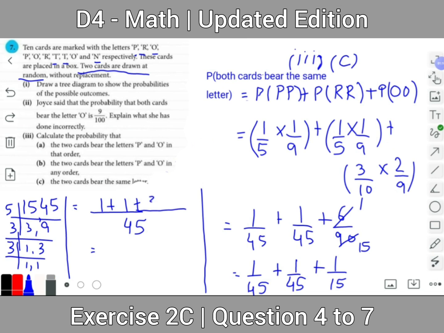And 15 threes are 45, so 3 ones are 3, so here we have 3 plus 1 plus 1 is 5 over 45, and after simplification it will give us 1 over 9. So the probability that both cards bear the same letter is equal to 1 over 9.